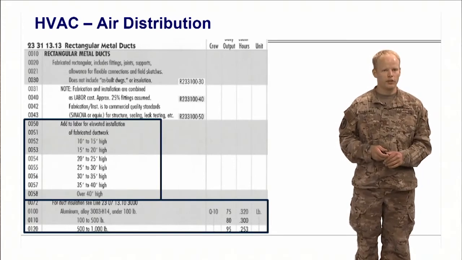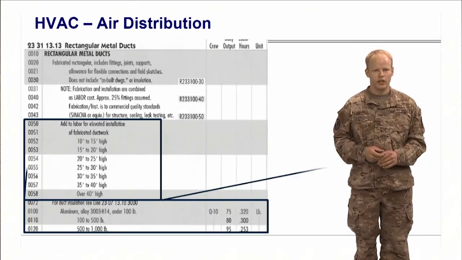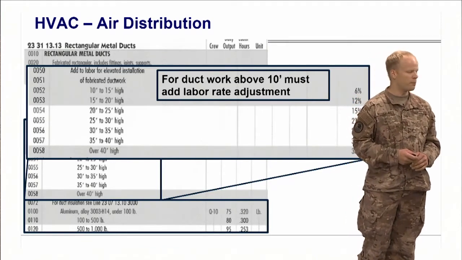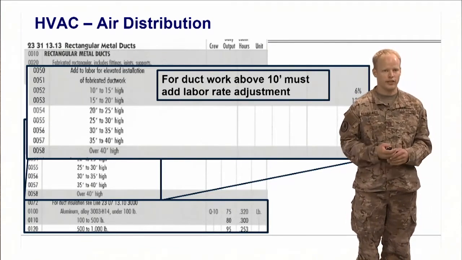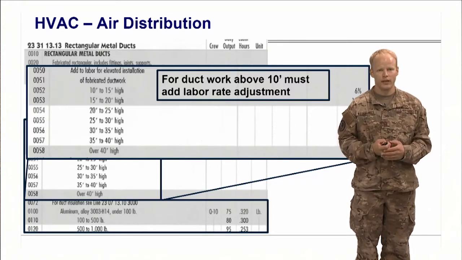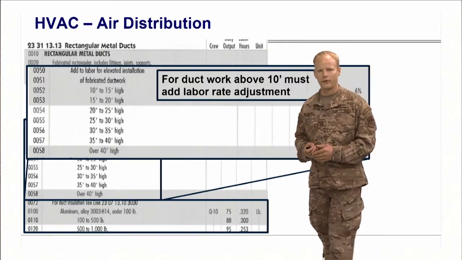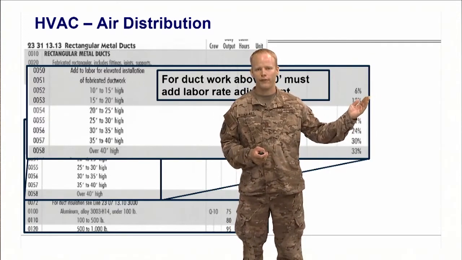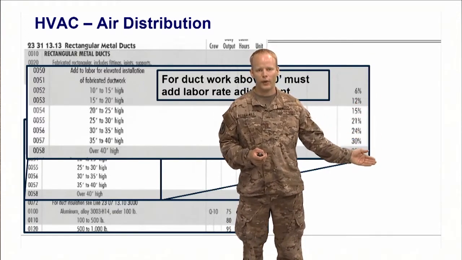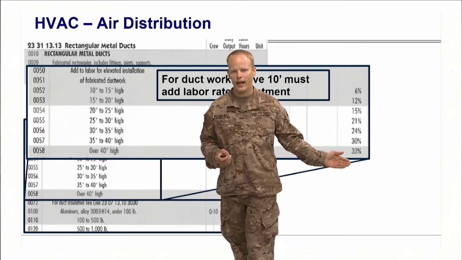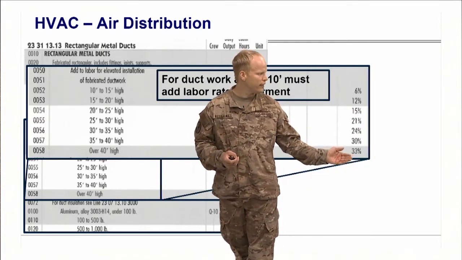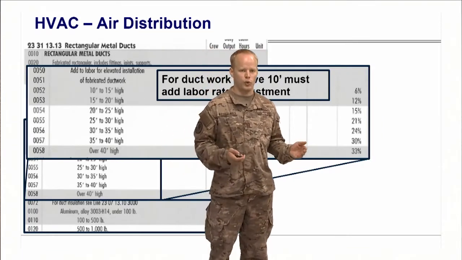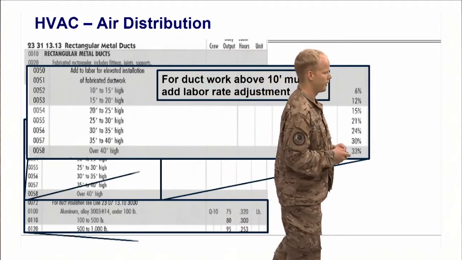So looking in our RS Means, things that you'll have to account for. If you are building this up in a high ceiling, you're going to have to account for the cost of building these in a more difficult condition. Above 10 foot, you must add a labor rate adjustment. So you can see here, 10 foot to 15 foot, 6%. All the way to 40 foot high, you're going to have to add 33% to your labor cost. It's going to be more difficult to work on, so you're going to have to account for that.